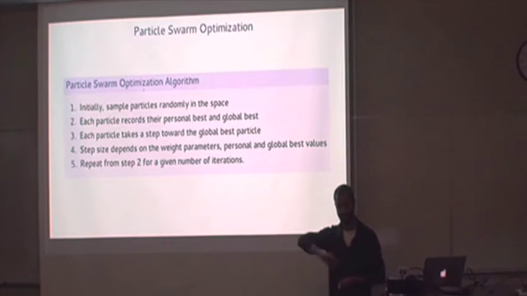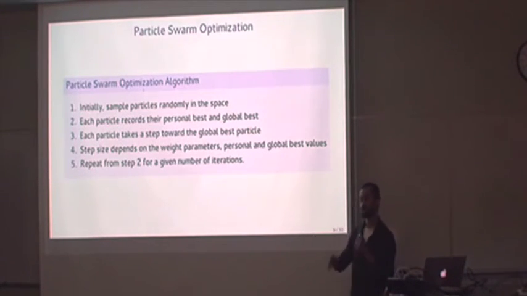So we take samples in our space and we find the personal best of each particle, or each point that we sampled, and we mark the global best that we found so far, and all the particles tend to be drawn towards the global best. Hopefully by doing that over a number of iterations, we converge to a local optimum, or if we finish early, whatever is the best point at that time, we just take that.